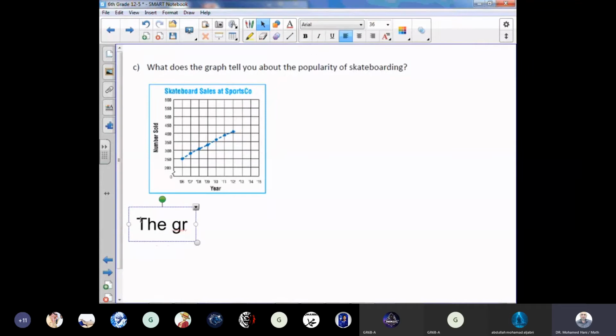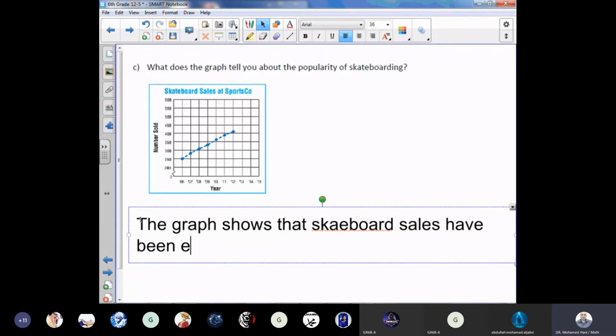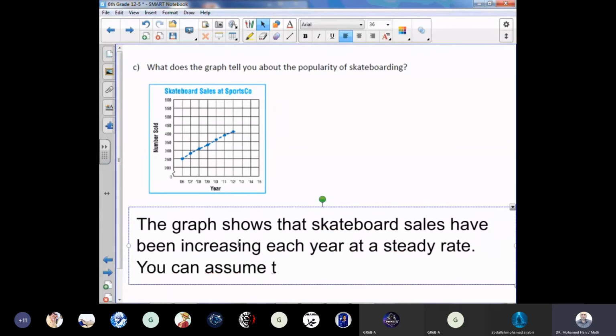The graph shows that skateboard sales have been increasing each year at a steady rate. You can assume that the popularity of skateboarding also increases.